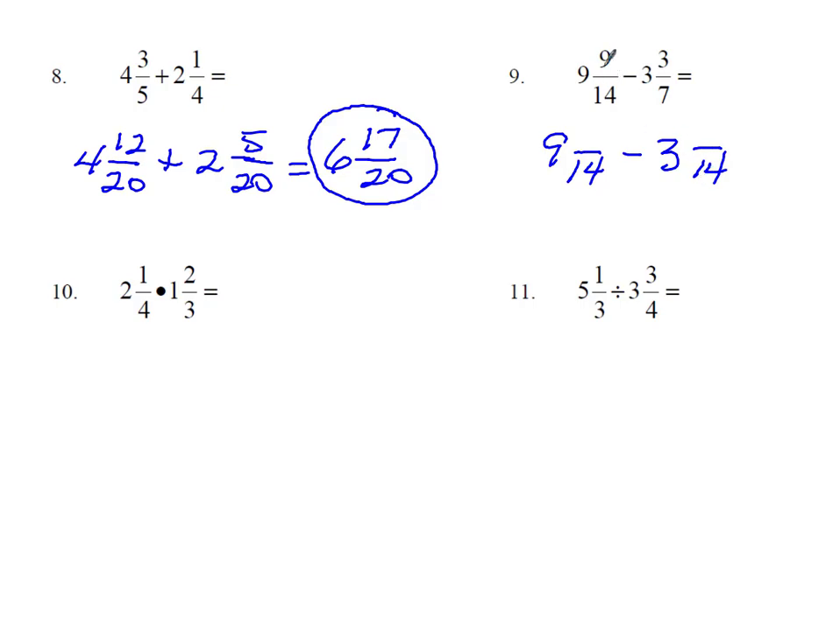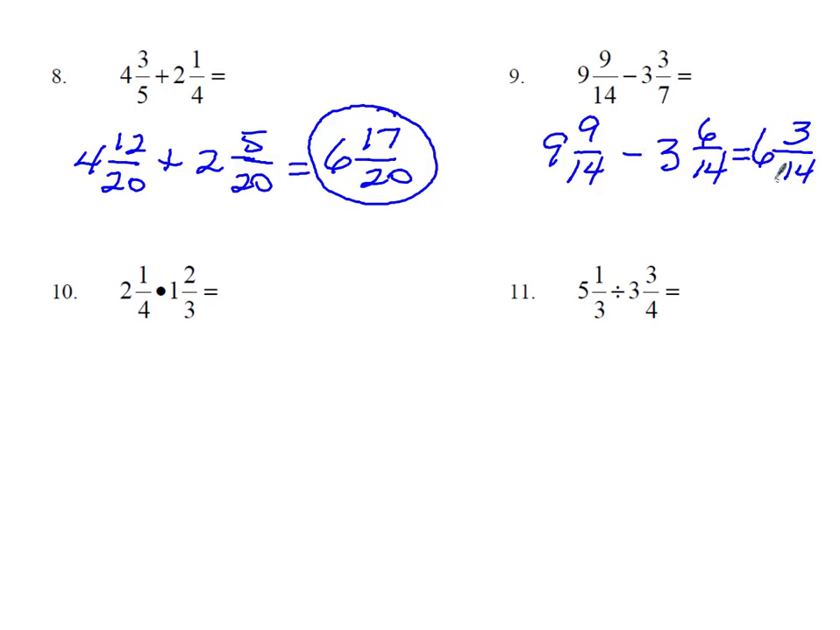Okay. So this one here, I didn't do anything, so I leave my numerator alone. The second one, I went from 7 to 14 by multiplying by 2. So I do the same thing to the top. 3 times 2 gives me 6. And now we subtract. 9 take away 6 gives me 3. Keep my denominator of 14. Then I do 9 minus 3, which is 6.